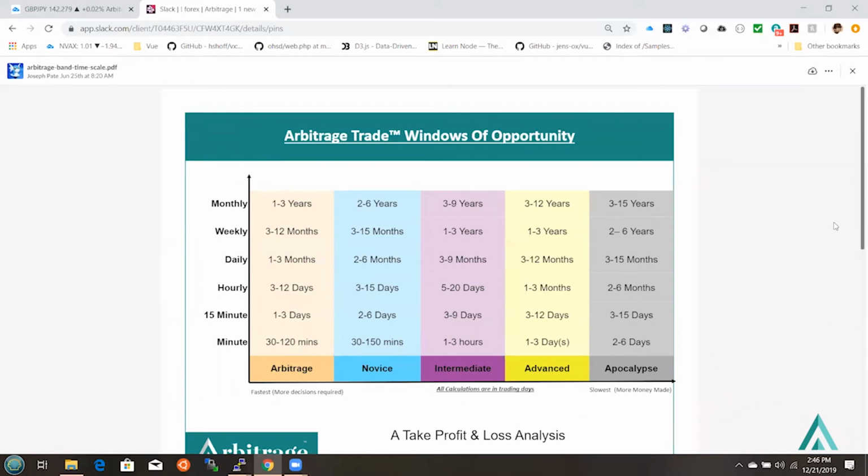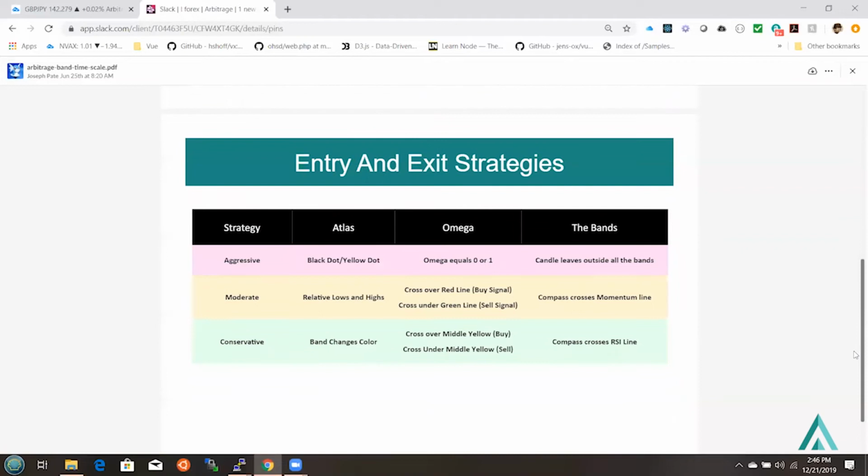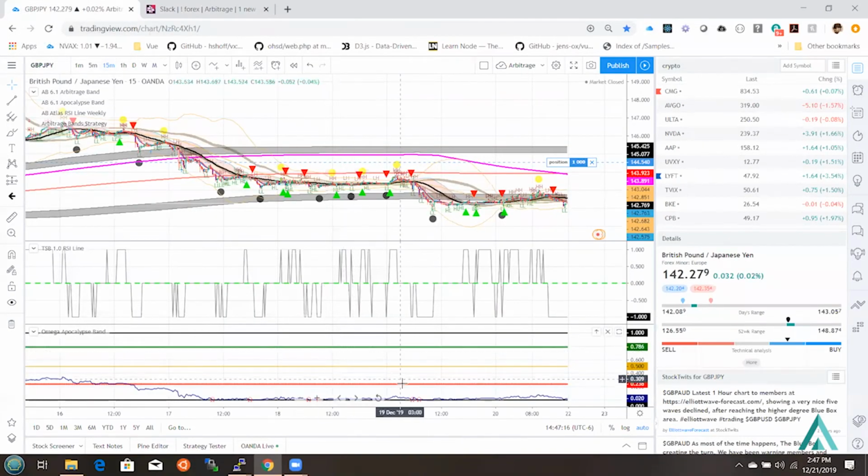In the bottom of this window of opportunity PDF, we have entry and exit strategies. So for example, if you were using Atlas and you were trying to play it aggressively, those yellow and black dots I was telling you about, you can basically play off of those dots to get all of your entries in and out. If you're playing off the Omega, as soon as you see an Omega on this chart, whether it's down or up, you play in the opposite direction.